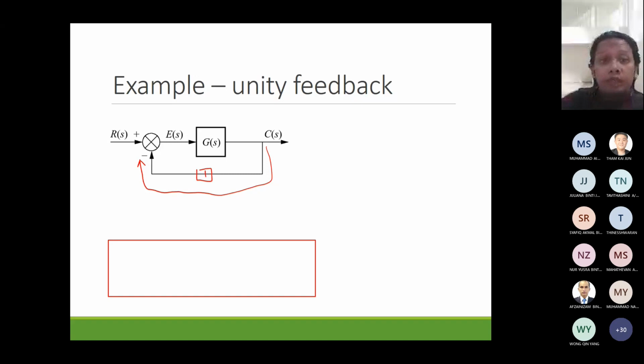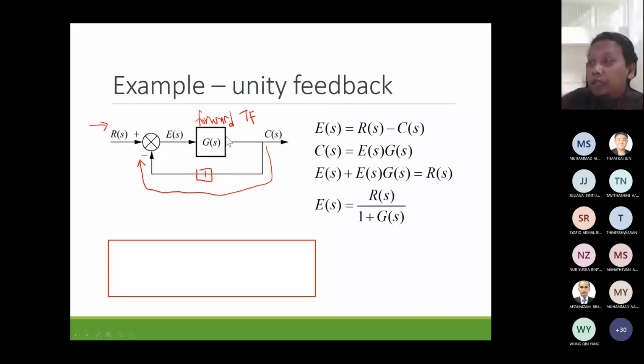So when you are given a question, let's say in an exam, to simplify a unity feedback system, you have to know that it is this system. It has a forward transfer function G(s), and a unity feedback transfer function equal to 1. So we can simplify this. You can calculate the error E here equals R minus C. This derivation is just for you to understand. E equals R minus C, and C equals E times G, and then you can substitute. You can find E equals R over 1 plus G.